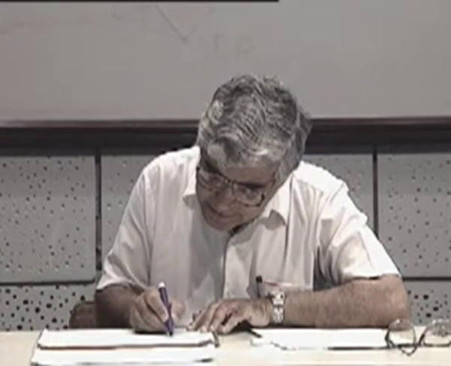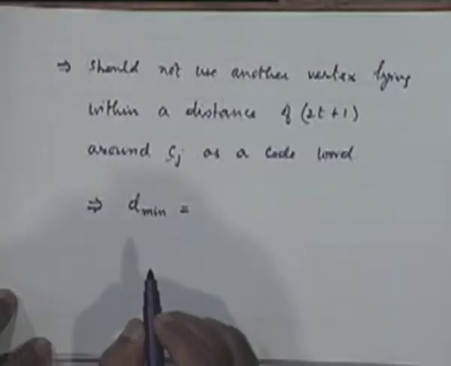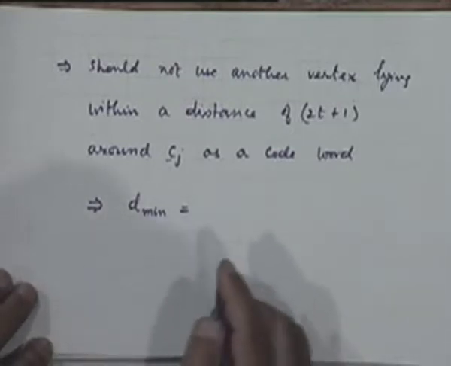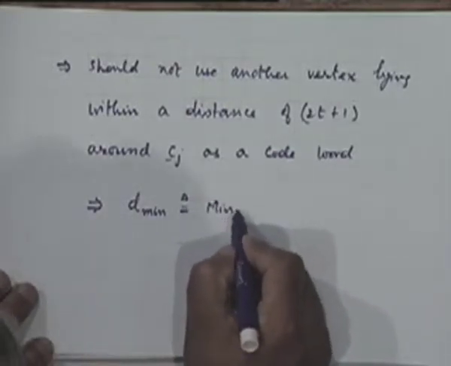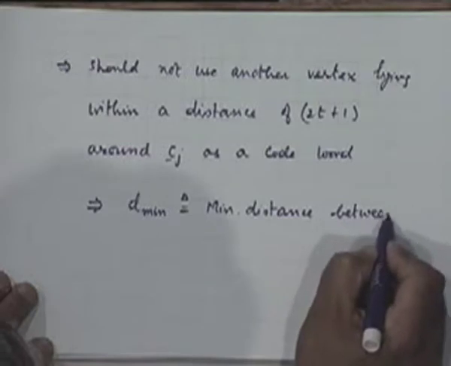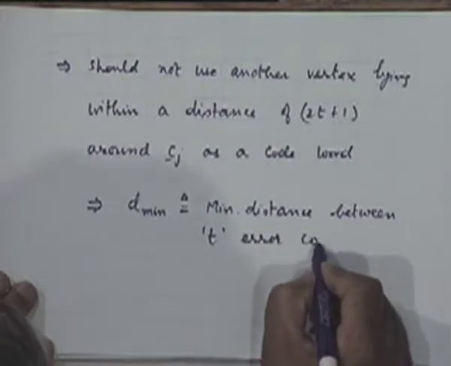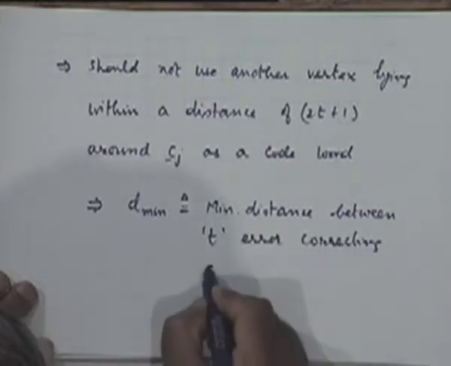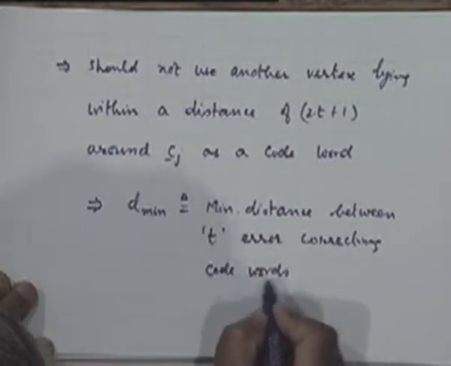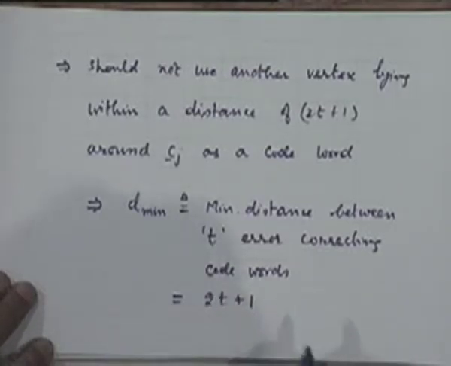Basically, that's a consideration. Therefore, that implies the minimum distance, and when I said distance here, the measure of distance is in the sense of what we call Hamming distance, right, which we have been talking about in this context. The minimum distance between t-error-correcting code words should be equal to 2t plus 1. This is an important result.